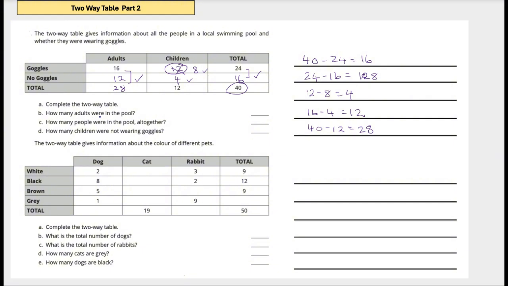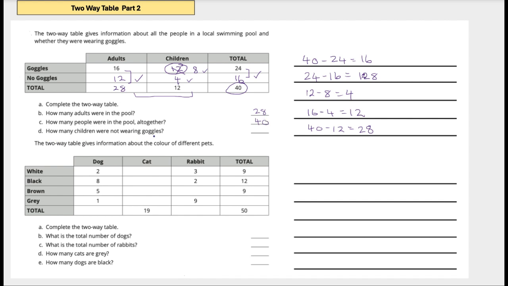How many adults were in the pool? So we're going to go down. The total adults in the pool were 28. So the answer here is 28. How many people are in the pool altogether? Well, we know the total here of everybody, so these are all our totals added up. It's 40.